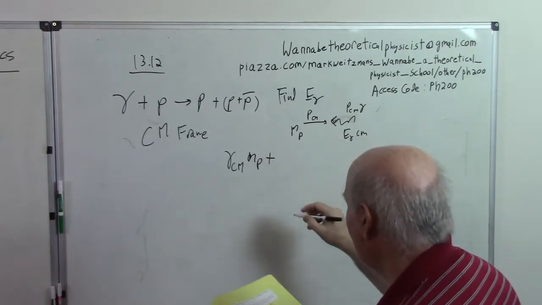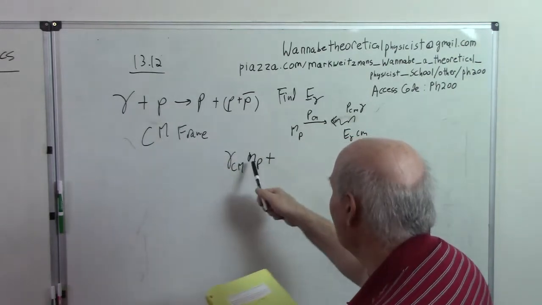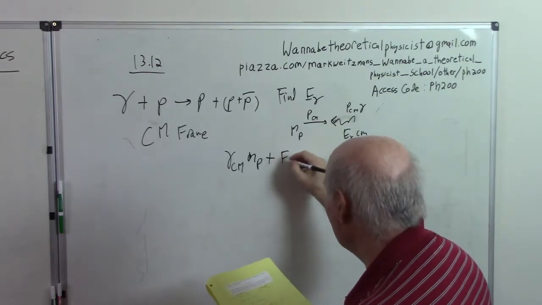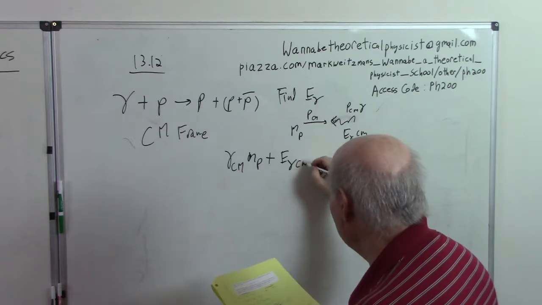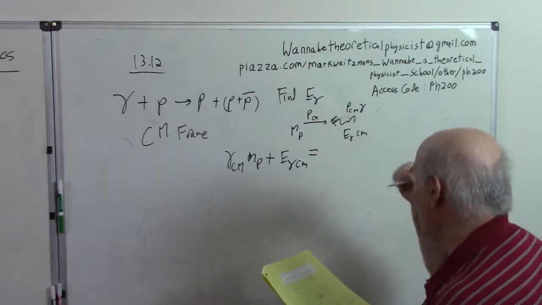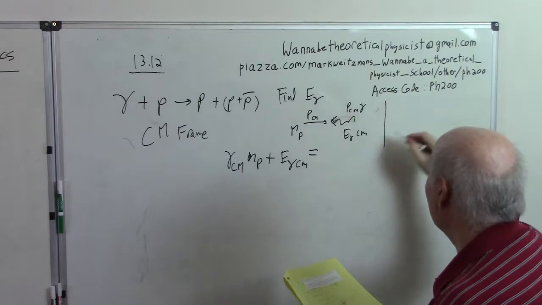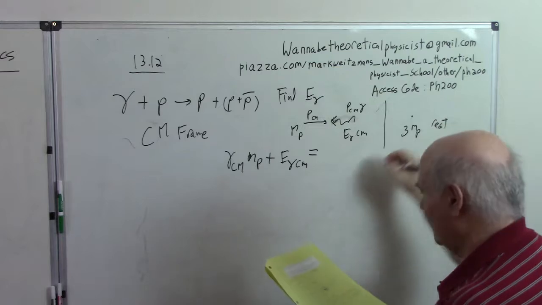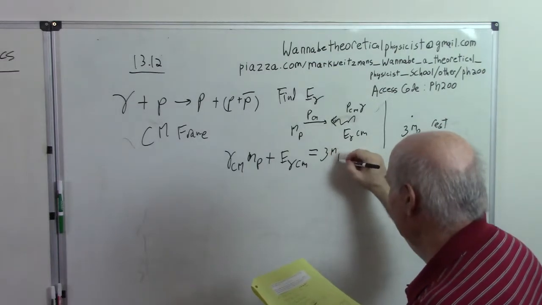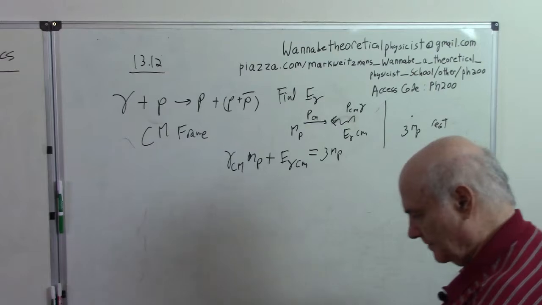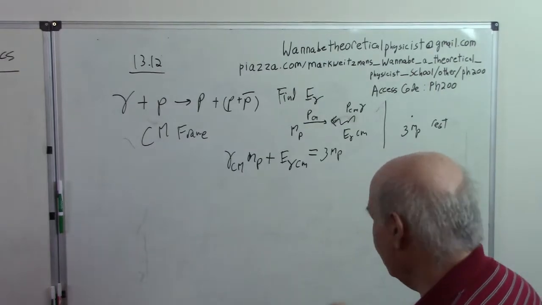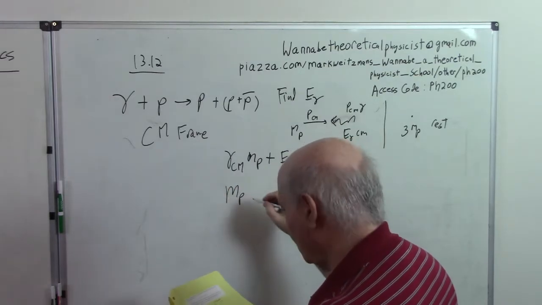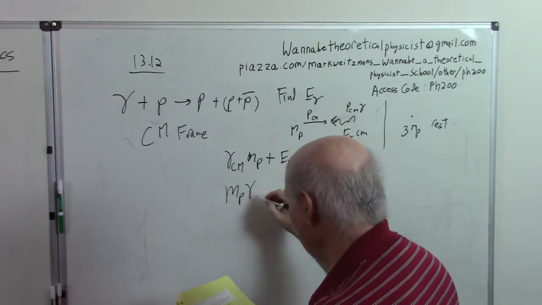plus, I'm sorry, this is the energy of the proton. We're in the center of momentum frame. The energy of the proton plus the energy of the gamma CM, and this is going to be, you know, after we just have one particle, 3 MP at rest. This is equal to 3 MP. And we also have a momentum equation, which is the mass of the proton times the gamma.